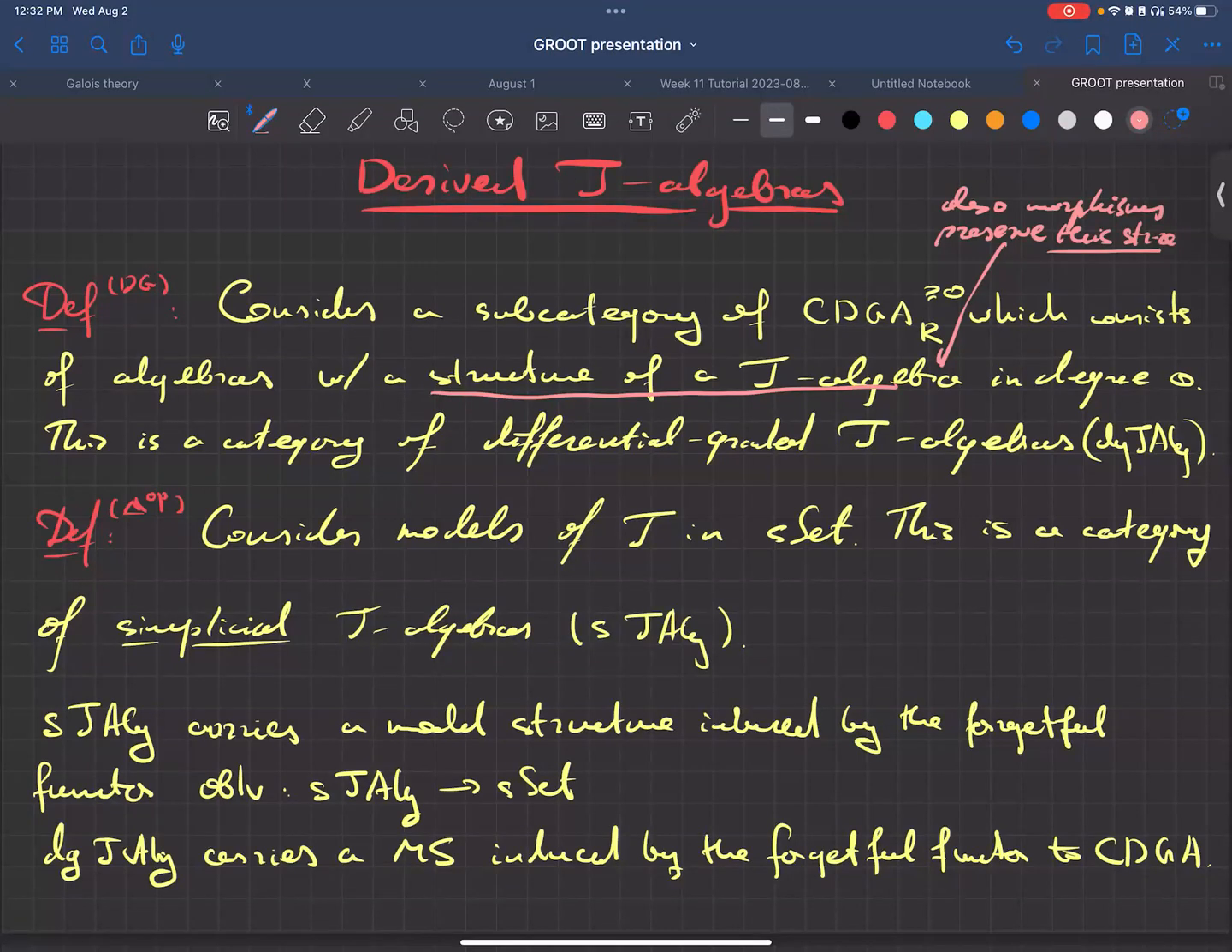simplicial sets. So instead of sets, we consider simplicial sets, but since the properties of the category of simplicial sets categorically are very similar to the properties of the category of sets, nothing changes, and we still can define what is a model of T in simplicial sets, and we get simplicial T algebras. And the category of simplicial T algebras carries a model structure induced by the forgetful functor from simplicial T algebras to simplicial sets.